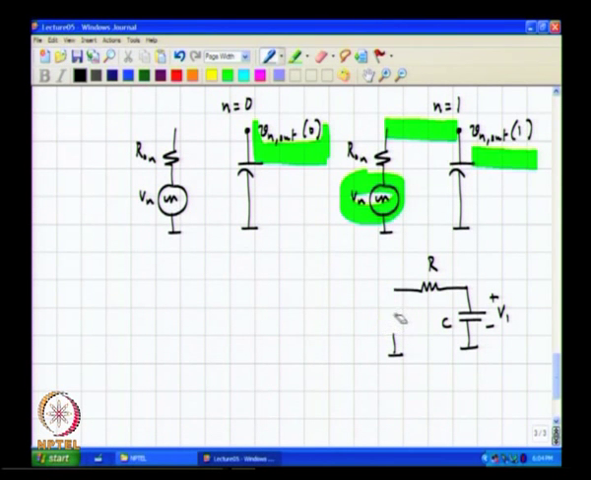Since we are only interested in what happens to V1, I am not going to worry about the input for the time being. So if I have an RC network like this, what do you think will happen to V1? It will definitely discharge, and the time constant associated with the discharge is RC, correct.